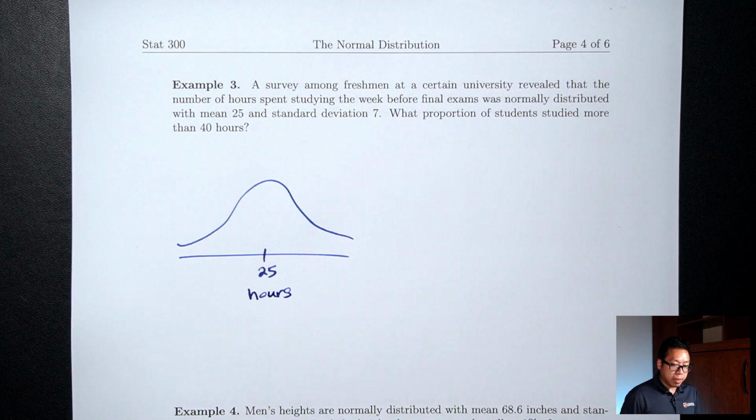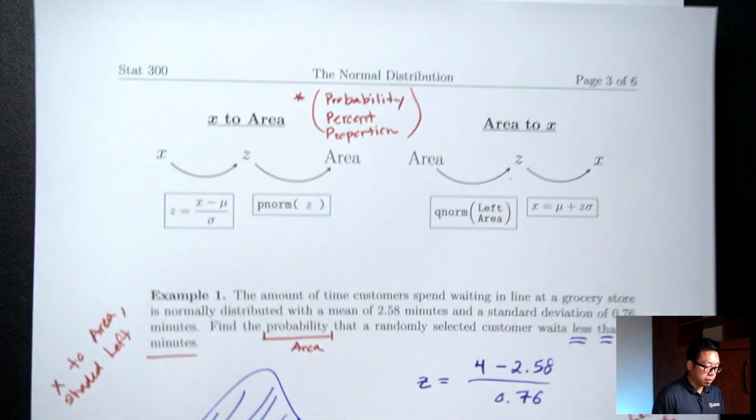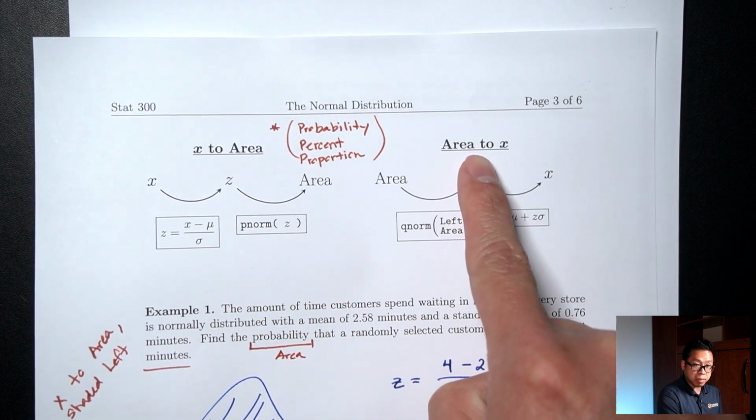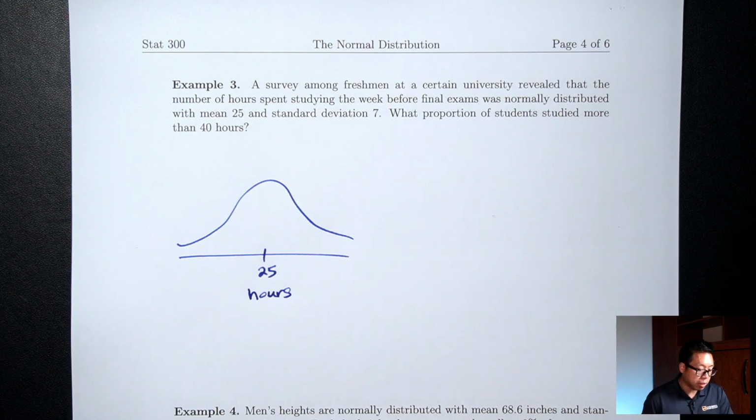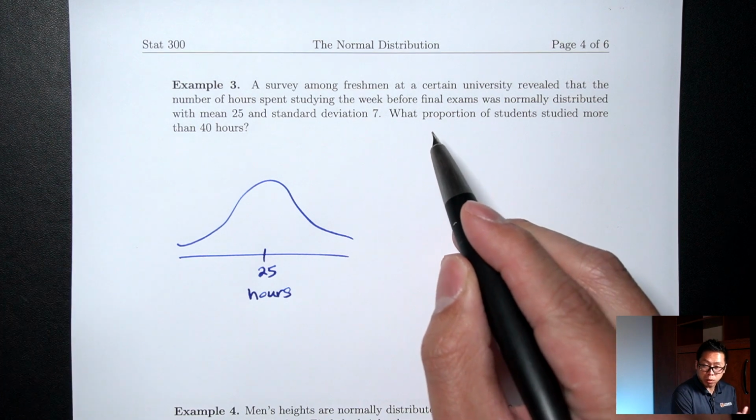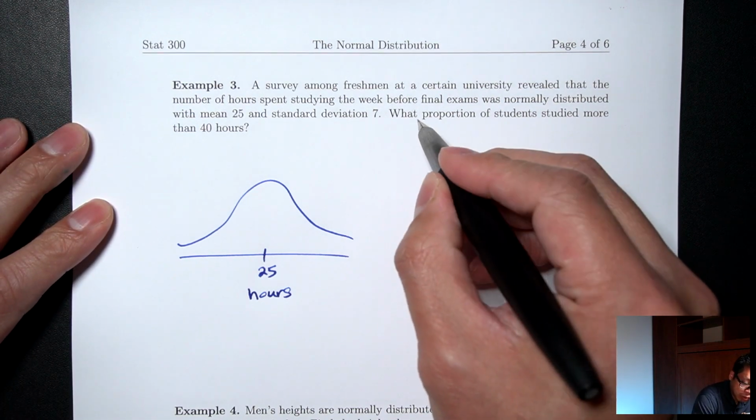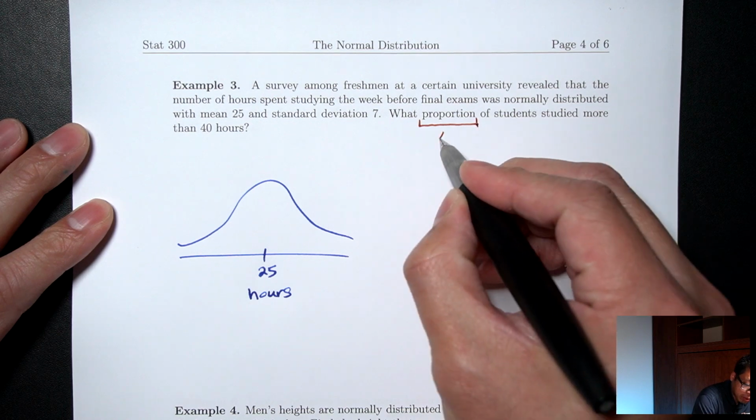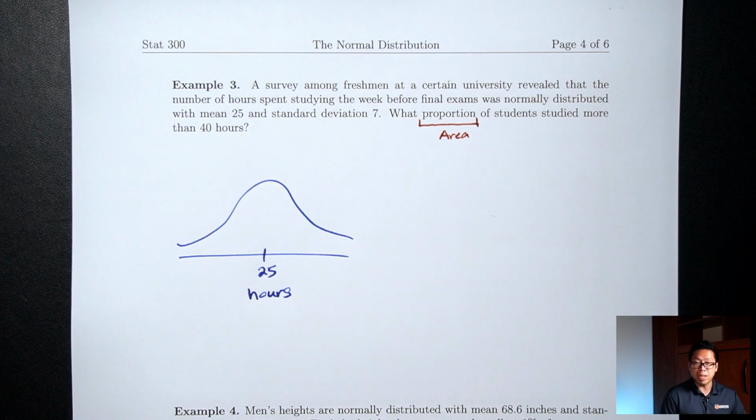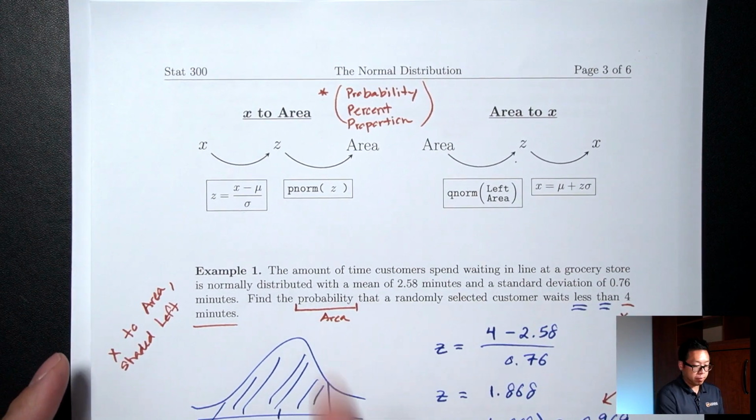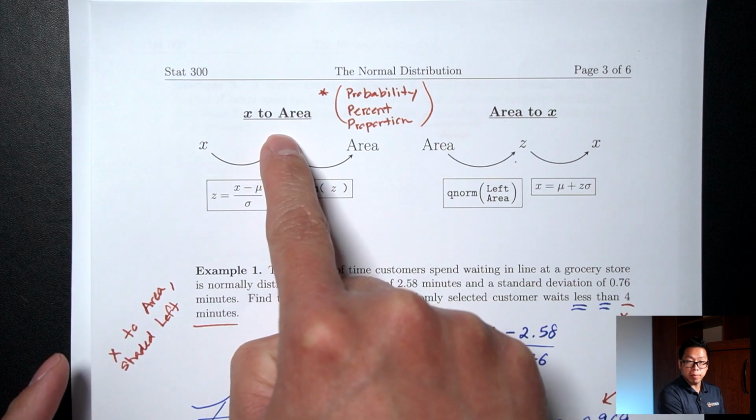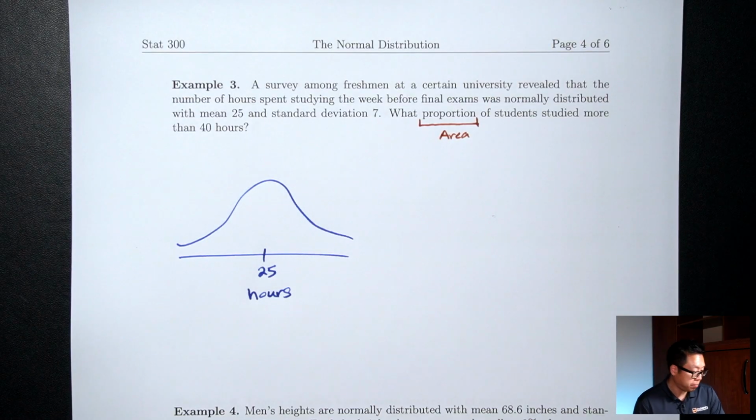The next thing I wanted to decide is what type of question is this? Is this an X to area or is this an area to X? To decide, I usually look at the very last sentence, the question. What proportion? Proportion is one of those P words that I said refer to area. So probability, percent, proportion, all of those are areas. So this is asking for an area as your final answer. Which one of these ends with an area? X to area. So this is an X to area type question.